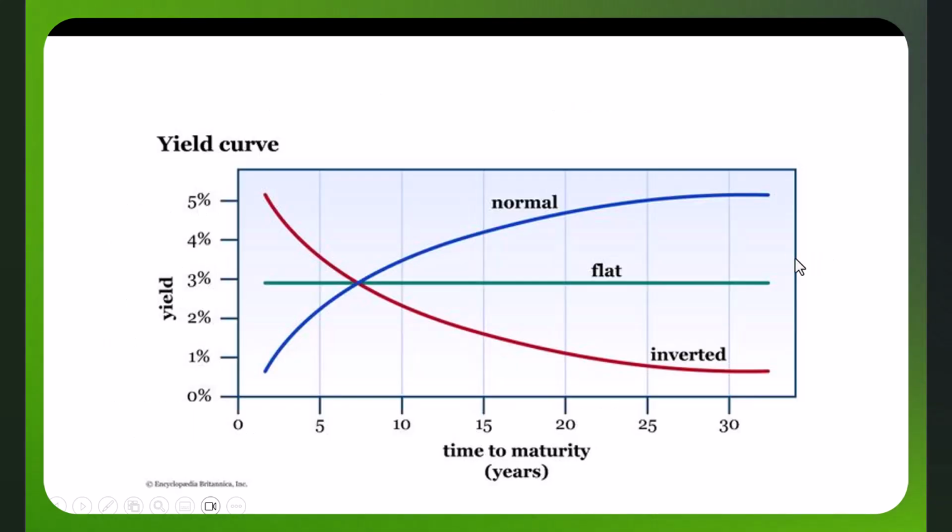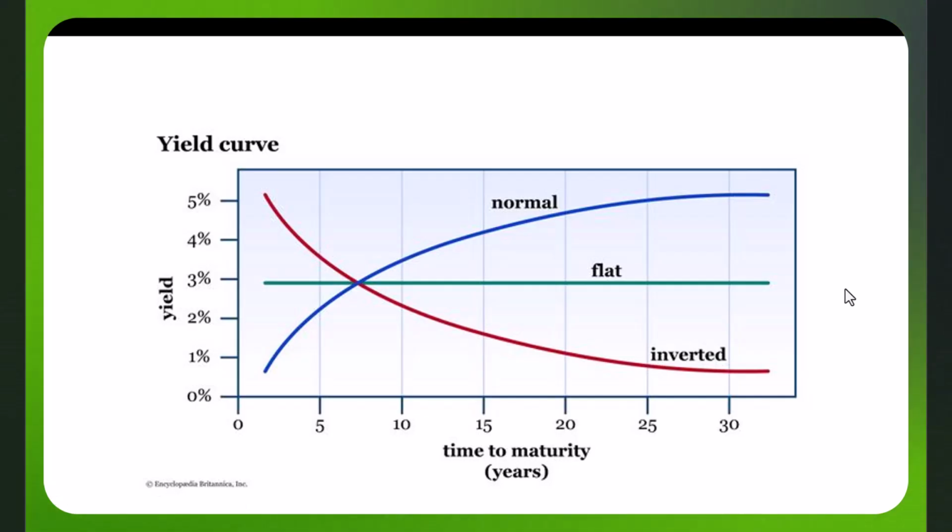So let's take a look at a picture here. This would be a normal one. You'd expect it to be upward sloping. Longer time to maturity, higher the interest rate. The red one is the inverted one. So longer term to maturity, lower interest rates.